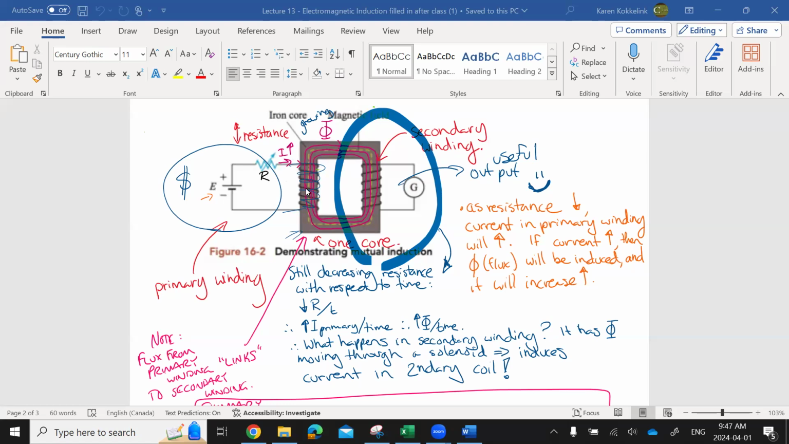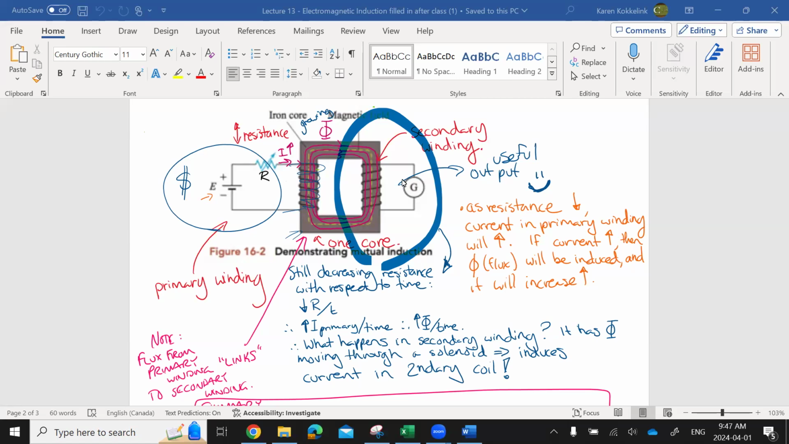If I were to draw this again with a constant current on the left-hand side and a collapsed magnetic flux, which means that there is no magnetic flux, then on this side, on the secondary winding, it's just sitting there in an unmagnetized ferromagnetic material. So there will be no current induced in the secondary winding if the resistance is constant, if the current is constant in the primary winding. There will be no induced voltage in the secondary winding.